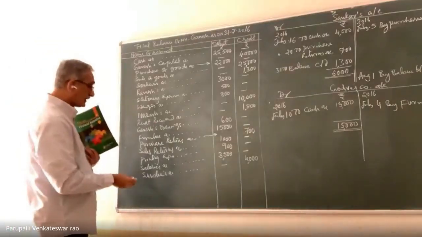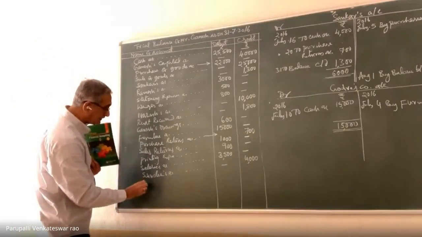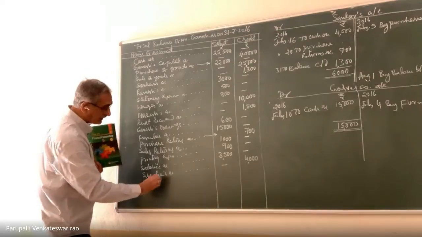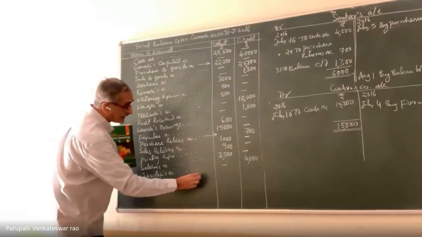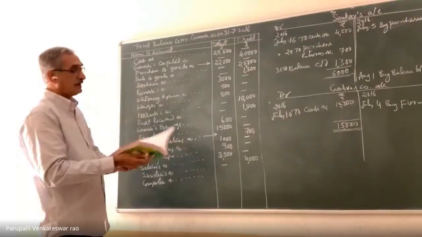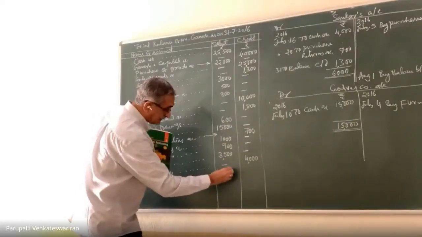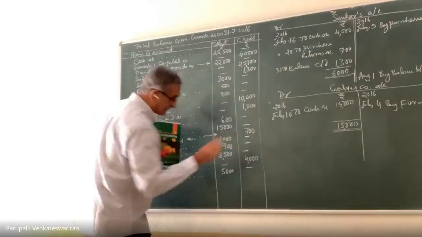Computer account. We have purchased a computer, which is an asset. It is 5,000 debit. Assets are debit balance.